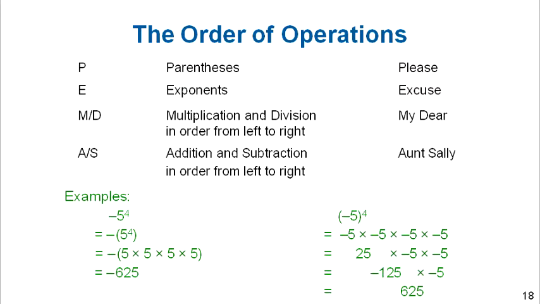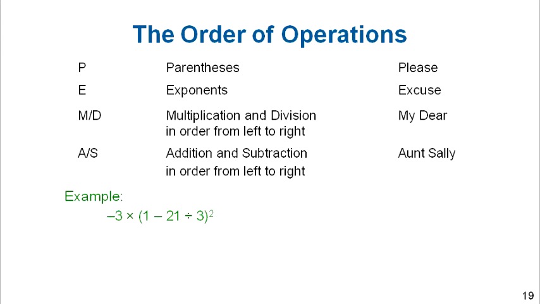However, the problem on the right does tell us to multiply negative 5 by itself 4 times, and you should be able to see that the answer to this question is positive 625. To work this problem, we must, of course, start with the expression inside the parentheses. And since there is more than one operation inside the parentheses, we must follow the order of operations within the parentheses. This means that we should start by dividing 21 by 3.